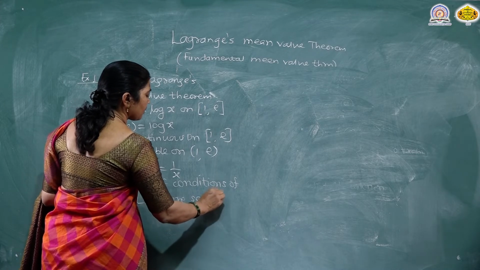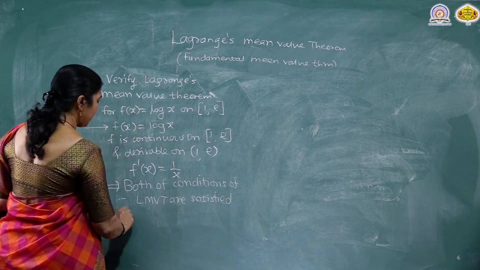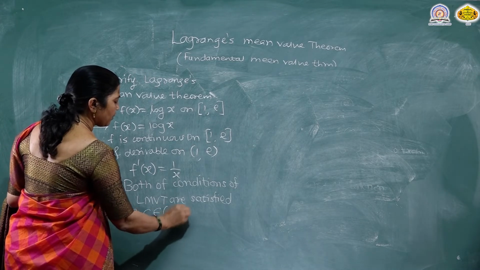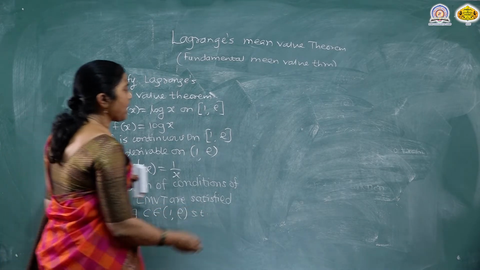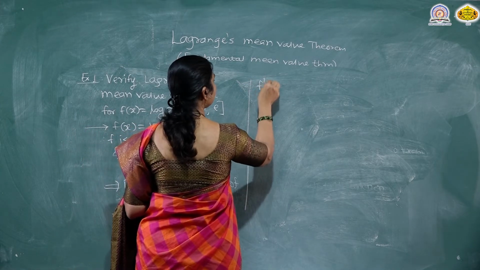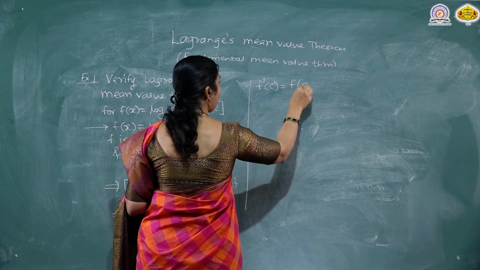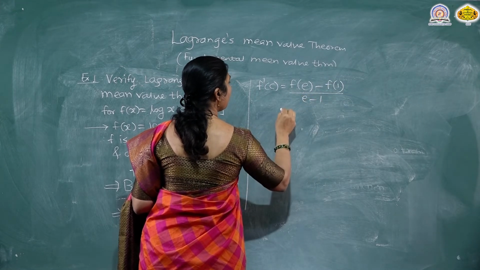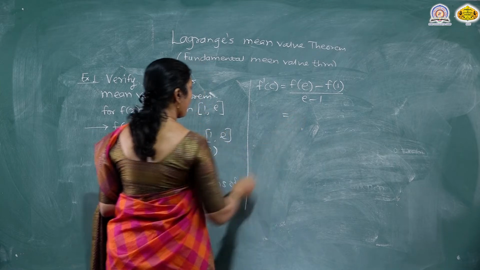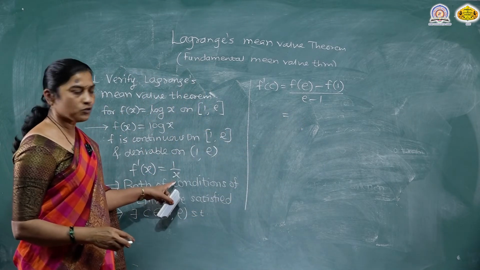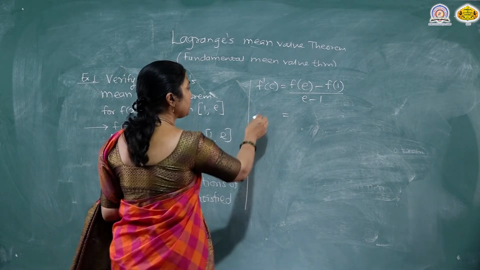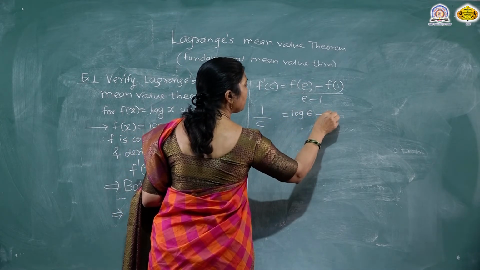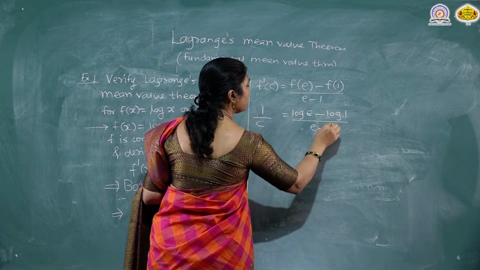Hence, by Lagrange's mean value theorem, there exists at least one point c in the open interval (1, e) such that f'(c) is equal to (f(e) minus f(1)) upon (e minus 1). Now what is f'(x)? It is 1 upon x. So what is f'(c)? It is 1 upon c. So 1 upon c is equal to (log e minus log 1) upon (e minus 1).